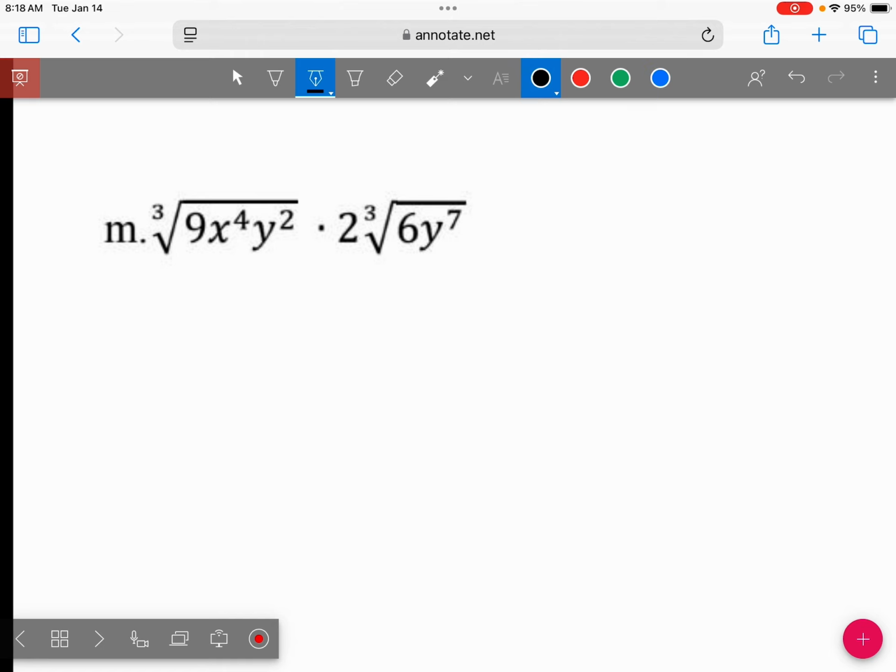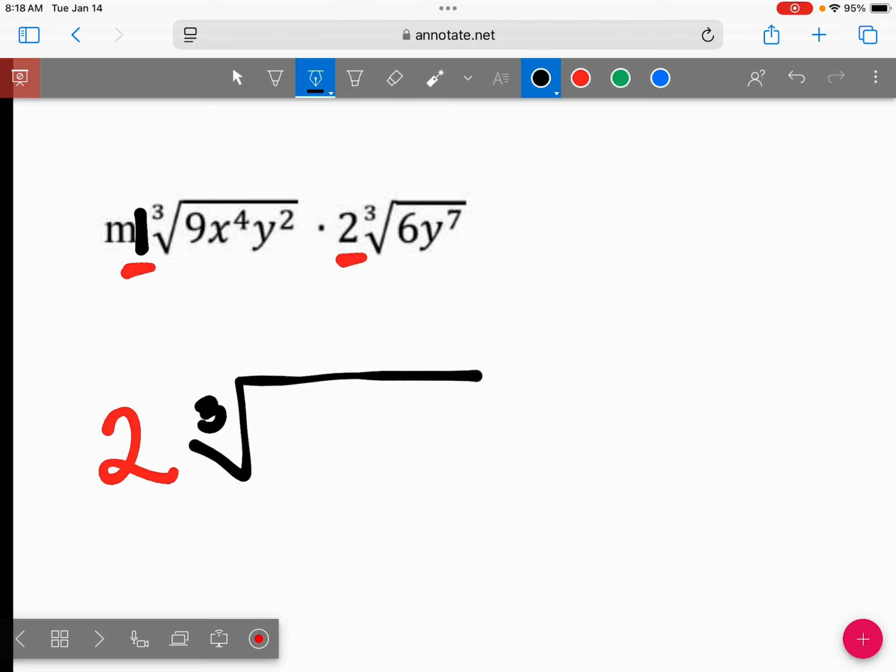Okay. All right, so now let's continue, but now these we have to multiply before we simplify. So we start off by multiplying the numbers in front. So for this one, that would be the 1 being multiplied by the 2. So that's on the outside. And then I make my cube root. And we're going to multiply the 9 times the 6. Go ahead. What is 9 times 6?